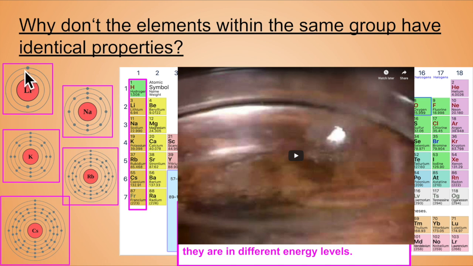Essentially, they have the same amount of valence electrons, but they have different numbers of energy levels. So you have to think about both of those things for this question. It's their group, they have the same number of valence electrons, but they're each in different periods. Lithium has 2 energy orbitals, sodium has 3, potassium has 4, rubidium has 5, cesium has 6, and so on.